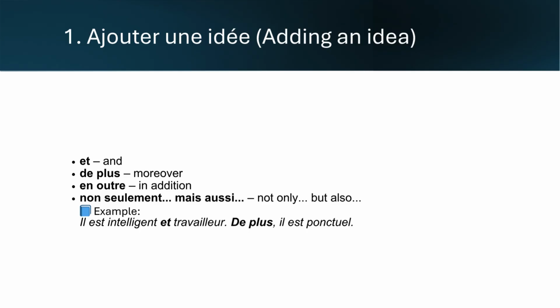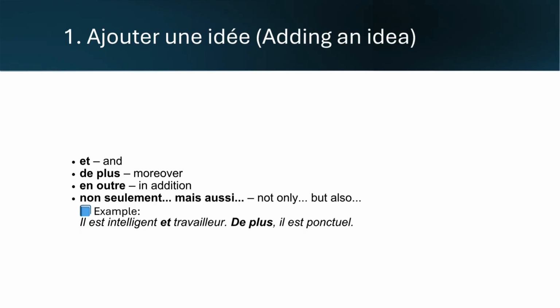For example, il est intelligent et travailleur, de plus, il est ponctuel. You see how with the connectors, the sentence becomes more complicated and more effective.